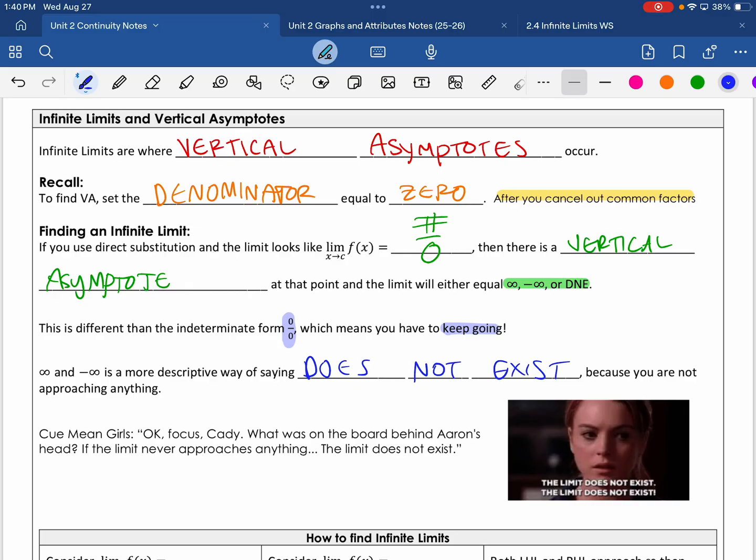What's the base number? Like 900 trillion? What's the base number you know? Infinity. What is it? But infinity is not technically approaching any specific number. It just means it's going on forever and ever and ever. So that's why it doesn't really exist. But we will get more descriptive when we're talking about our limits, and we will say infinity or negative infinity.